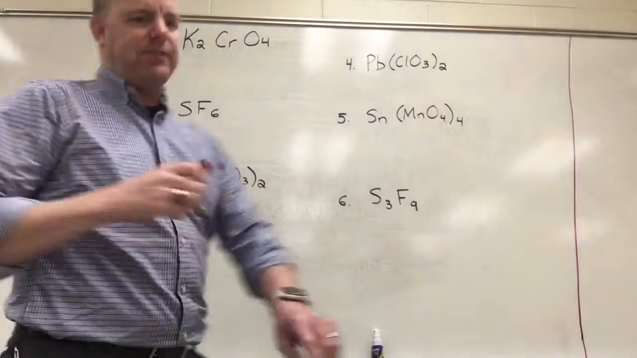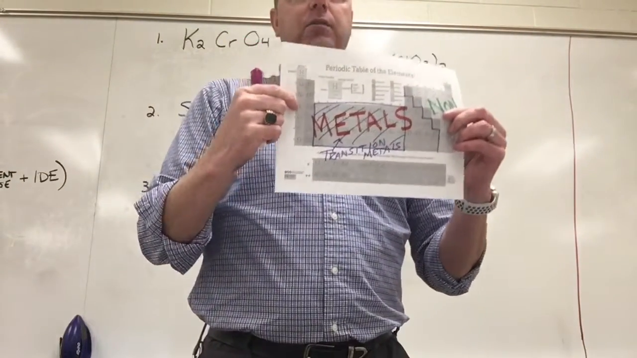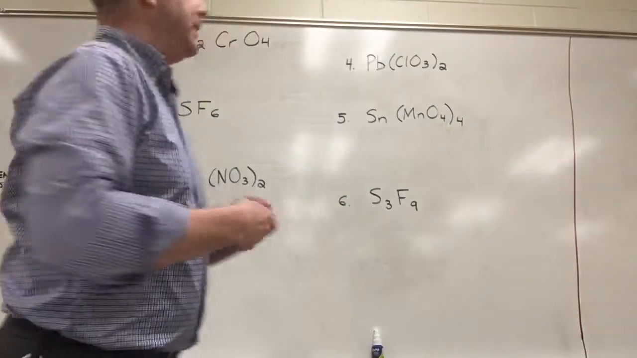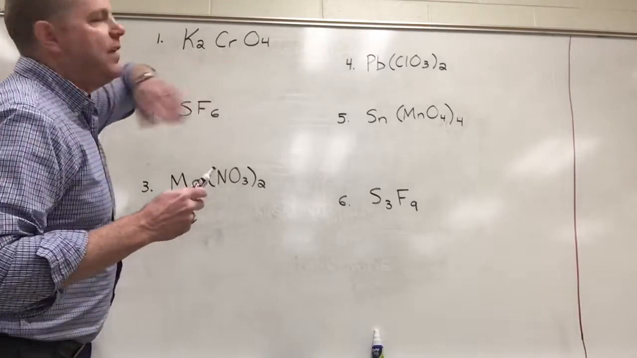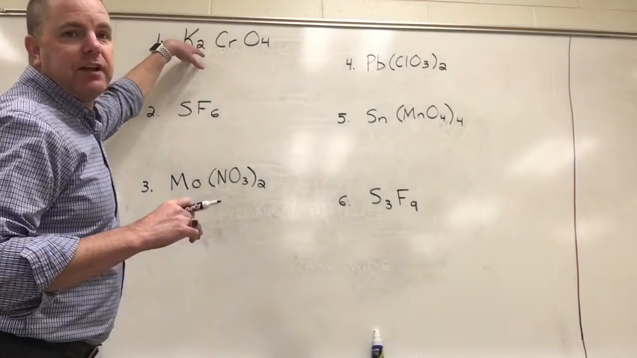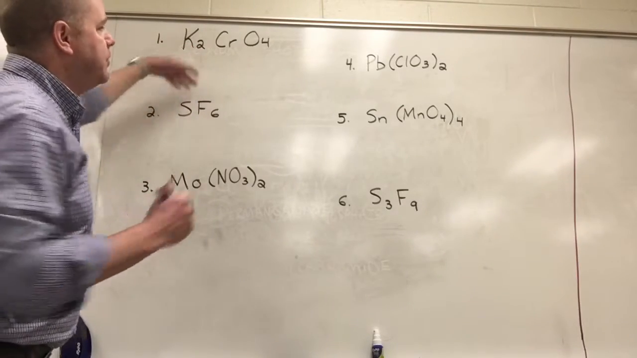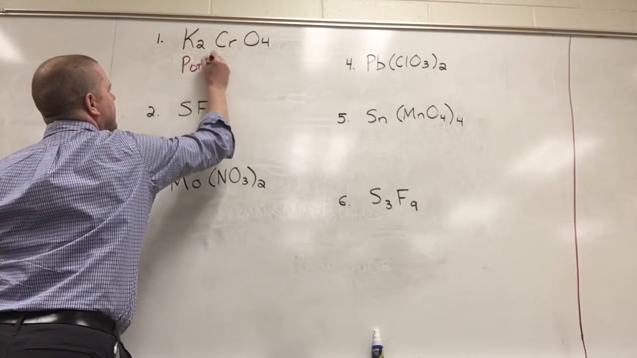K, potassium, which is right here on the periodic table, is way over here, right? So yes, big time a metal. And so therefore it contains a metal. Our next step is, is that metal K a transition metal? The answer is no, so therefore we just put its name. The element's name is potassium.